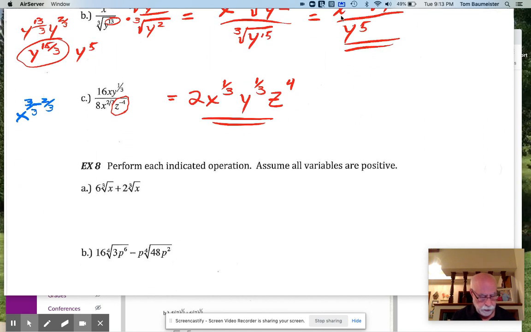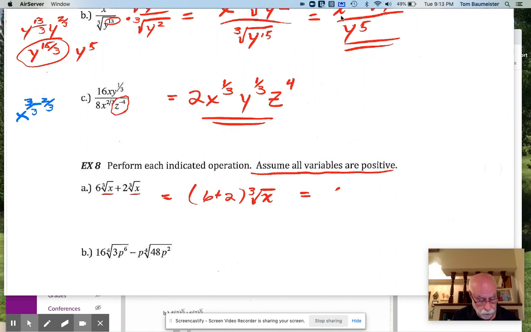And finally, our last ones here. Perform each indicated operation. Again, assume all variables are positive. So they're kind of doing the same thing as they did with the ones on top. Again, I have a cubed root of x and a cubed root of x. So on that one there, again, after a while, you should be able to just say that it's 6 plus 2 times the cubed root of x. Or you could even just say, oh, right away, I know that's going to be 8 times the cubed root of x.